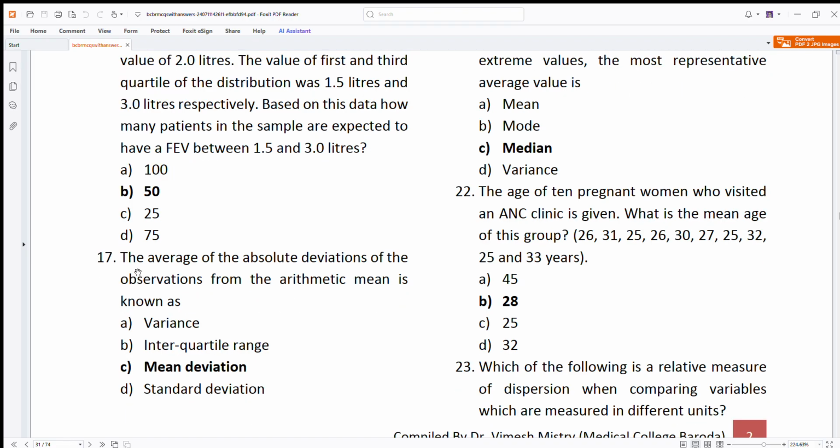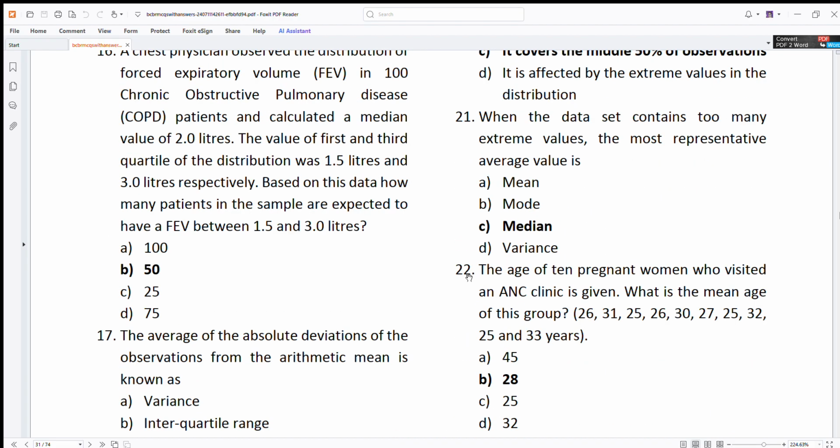The average of the absolute deviation of observations from the arithmetic mean is known as mean deviation. Yes, it is the average of the absolute. So average is mean deviation. Average of absolute deviations of observations from the arithmetic mean.